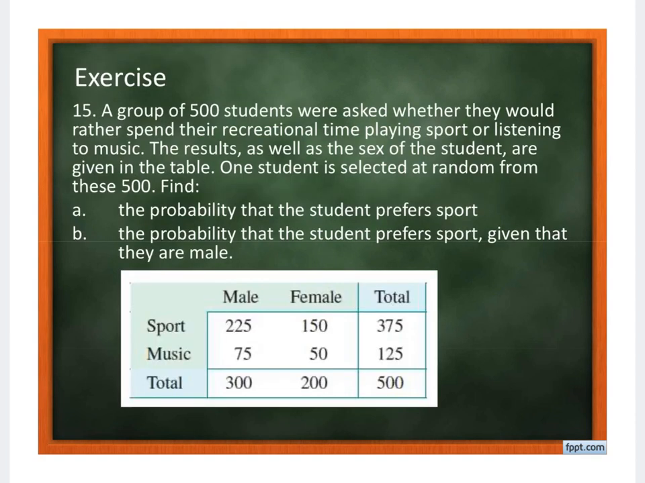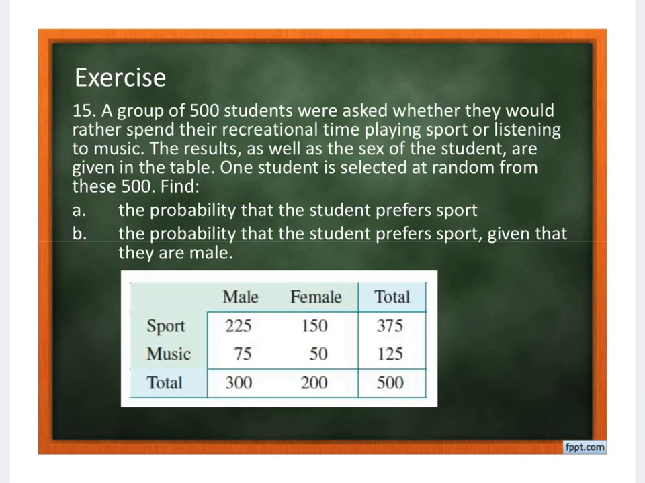A group of 500 students were asked whether they would rather spend their recreational time playing sport or listening to music. The result, as well as the sex of the student, are given in the table. One student is selected at random from these 500. Find A, the probability that the student prefers sport, B, the probability that the student prefers sport given that they are male.